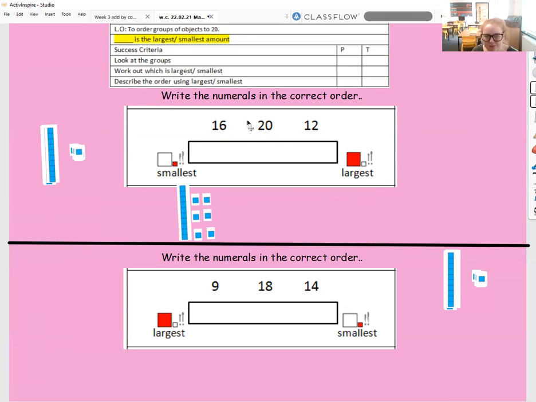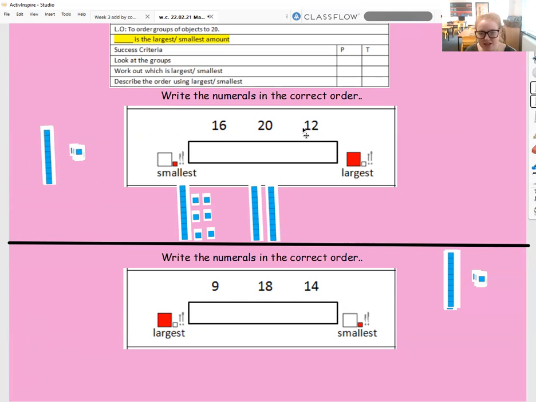Fantastic. My next number is 20. So my 10s come first. So how many 10s do I have? I have 2 10s. 1, 2 10s. Okay. How many 1s do I have in 20? Let's have a look. My 1s come after my 10s. Oh, I have 0 1. So I have 2 10s and 0 1s.